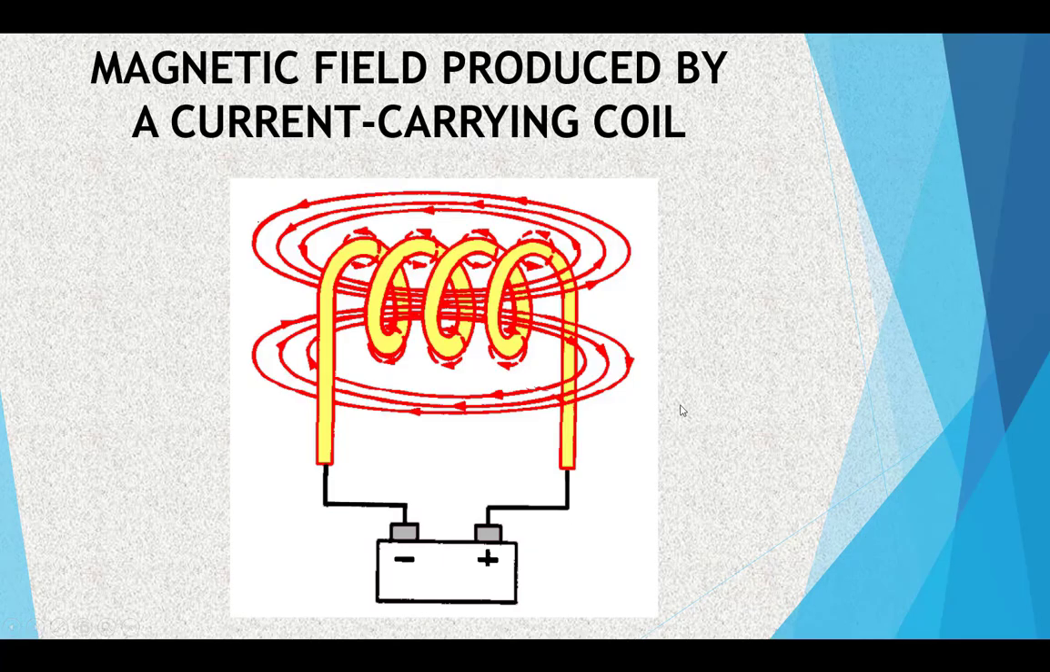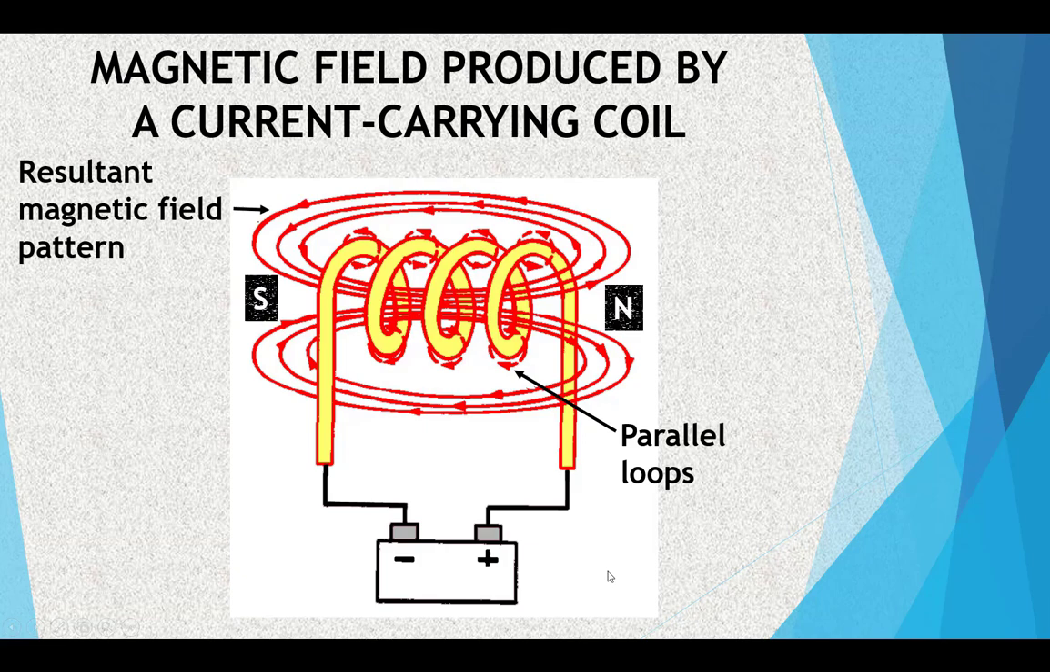Here's showing if I take that conductor and coil it, the resultant parallel lines of flux that are created around this create this net result. A simple electromagnet with just an air core. In other words, the center has only air. It's still an electromagnet.